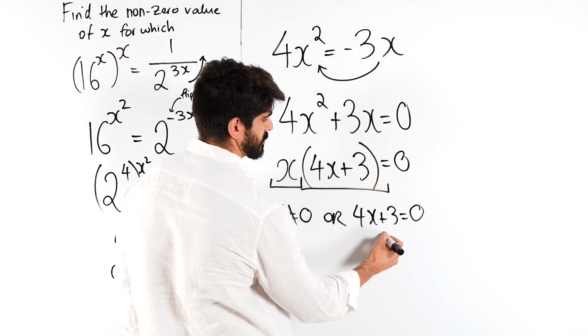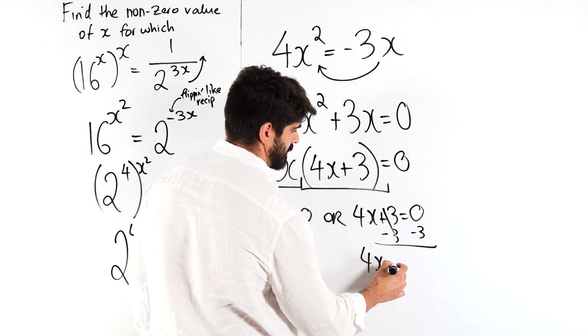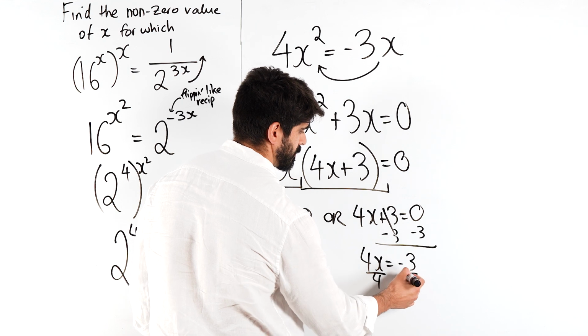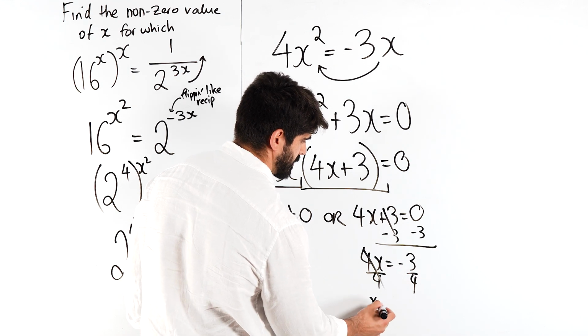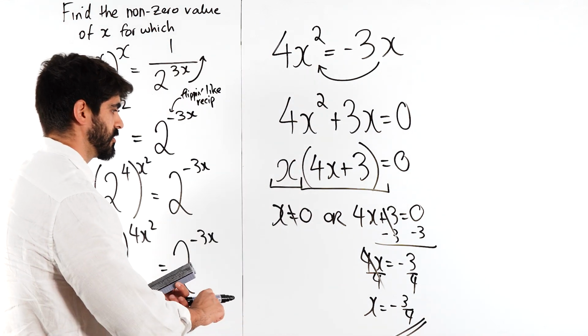So here we're going to solve for x. We're going to subtract 3 from both sides. So we get 4x is minus 3. Then we're going to divide by 4 on both sides. x is minus 3/4. And there's our solution.